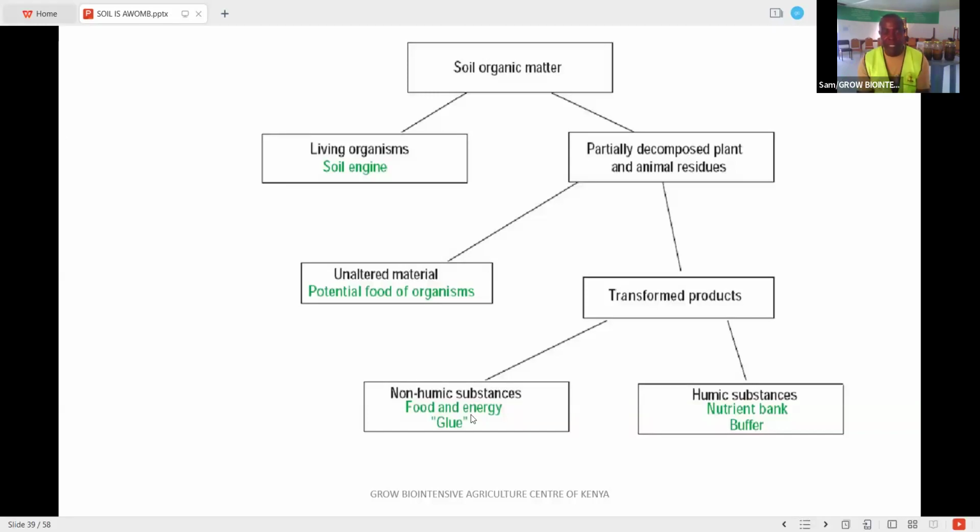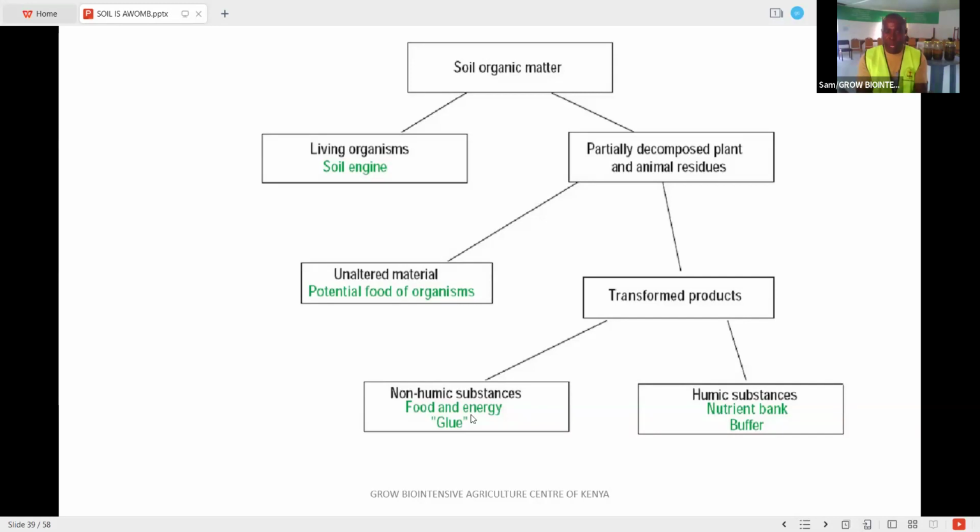One important thing for us to understand is that organic matter is negatively charged. When it is negatively charged, it is able to attract positively charged nutrients like calcium, like magnesium, like most of the trace elements, which are positively charged. So it attracts and holds on to itself like this. So it acts like glue.